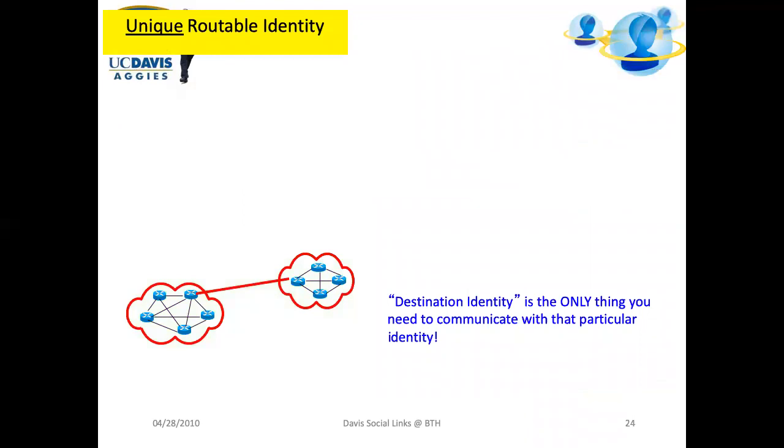Your email address is a unique routable identity because once I have your email address, I will be able to send information to your inbox. I should say, global unique routable identity means that the identity itself is the only thing I need to contact you.